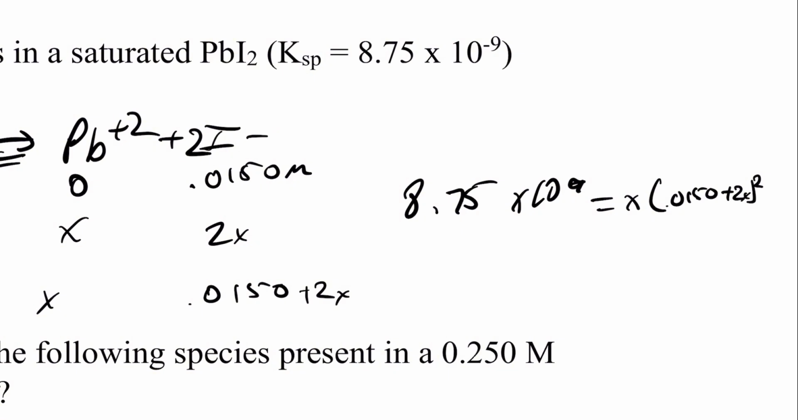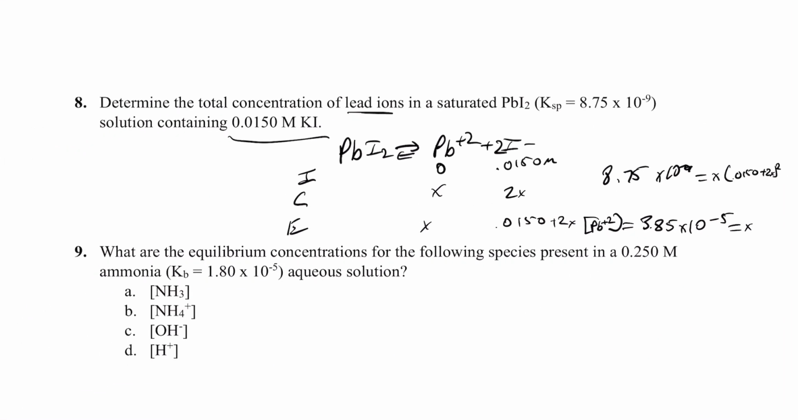So another thing is 8.75 times 10 to the negative 9. Second calc 5. So boom boom. Excuse me, sorry. Alright, I got an x value equaling 3.849, or 3.85 times 10 to the negative 5, which equals x, which equals the concentration of Pb2+. Perfect. Continuing, right? We're finding that.